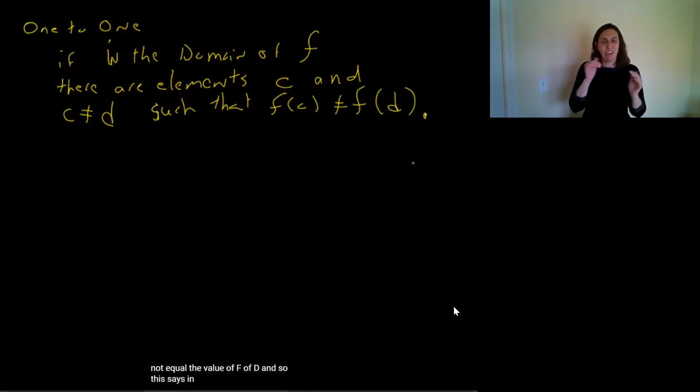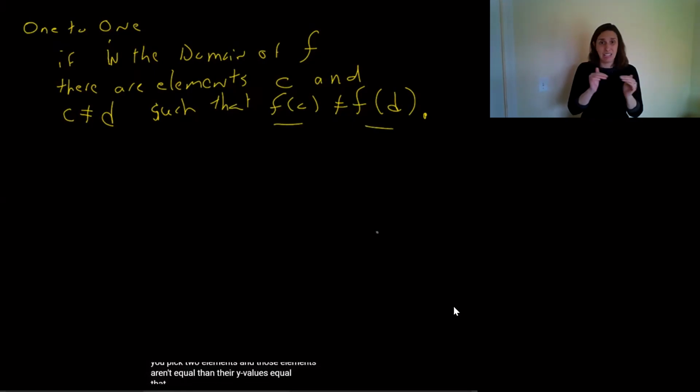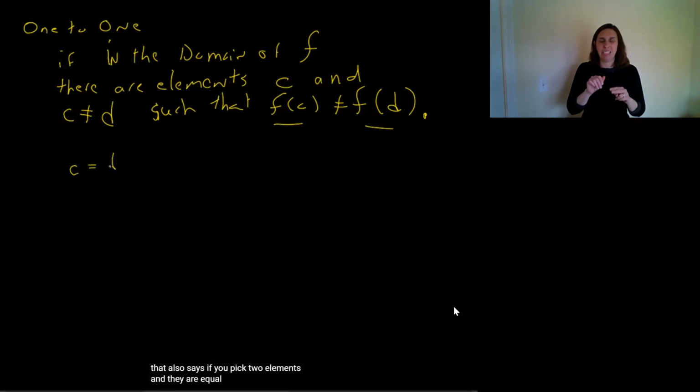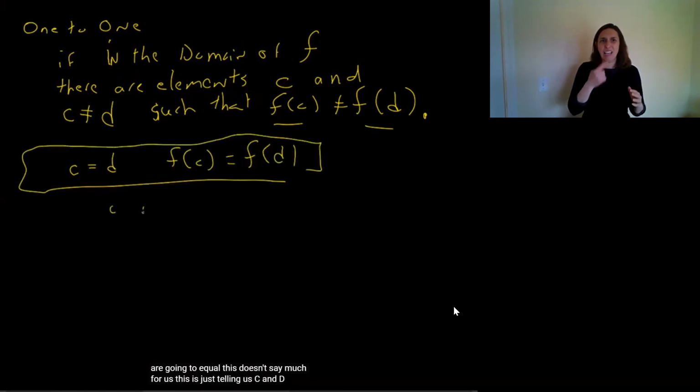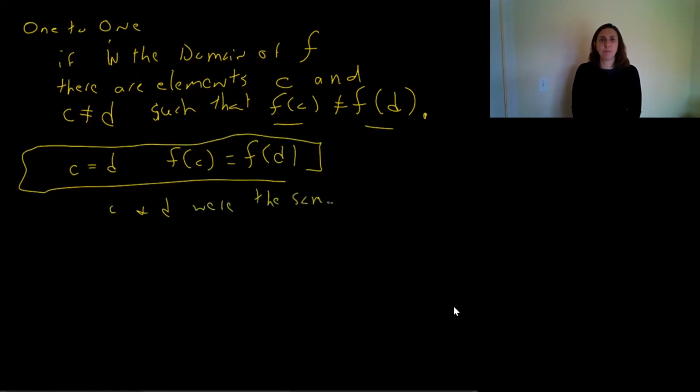And so this says, in a mathematical sense, that if you pick two elements and those elements aren't equal, then their y values aren't equal. That also says if you pick two elements and they are equal, then their function values are going to be equal. This doesn't say much for us. This is just telling us C and D were the same thing. From a visual standpoint, it has to pass a horizontal line test now.